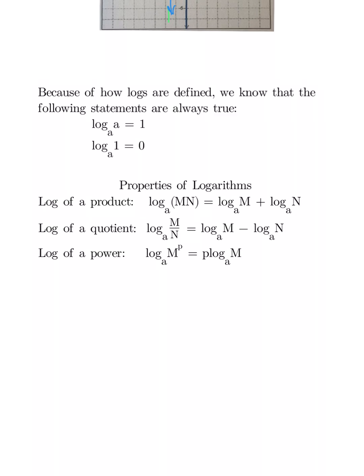The last property we're going to look at is the logarithm when you have a power on your argument. If there is a power on your argument, you can drop that to the front and it becomes a coefficient of the logarithm.